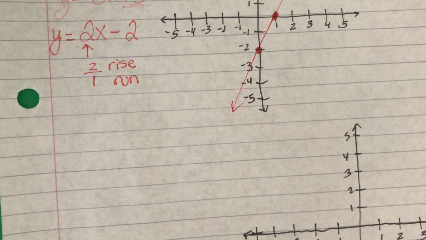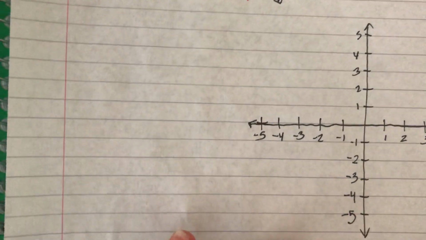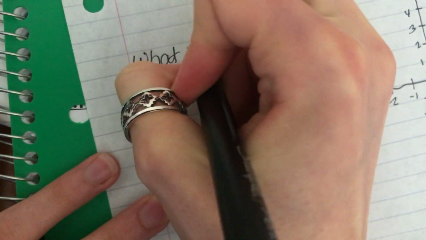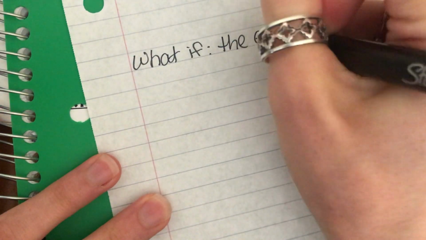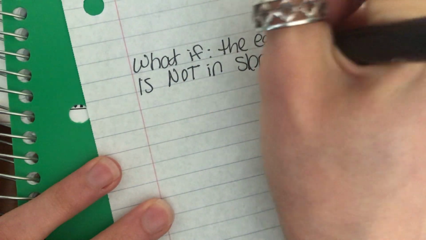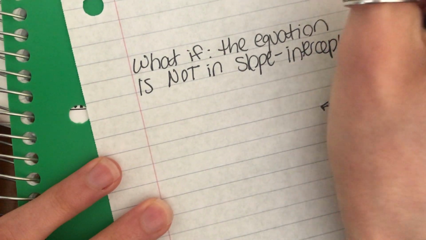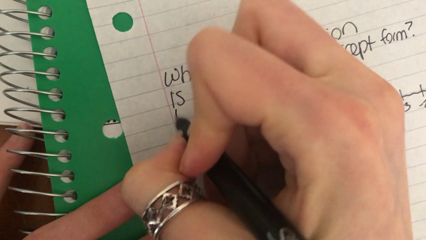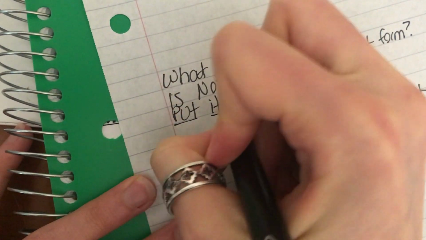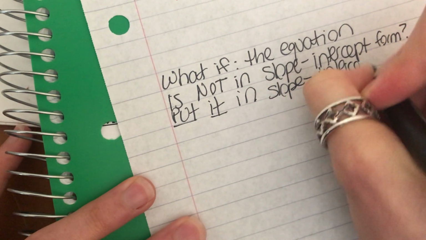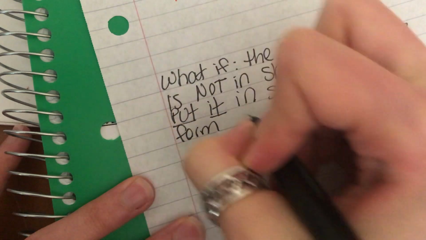Okay, what if you run into a scenario? So I'm going to write this scenario down. What if the equation is not in slope-intercept form? So if it's not in slope-intercept form, we are not yet ready to graph it. What we need to do is put it into slope-intercept form by solving for y.